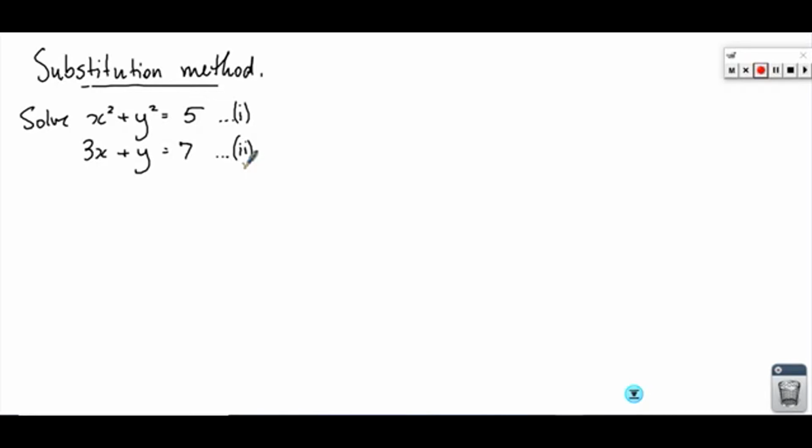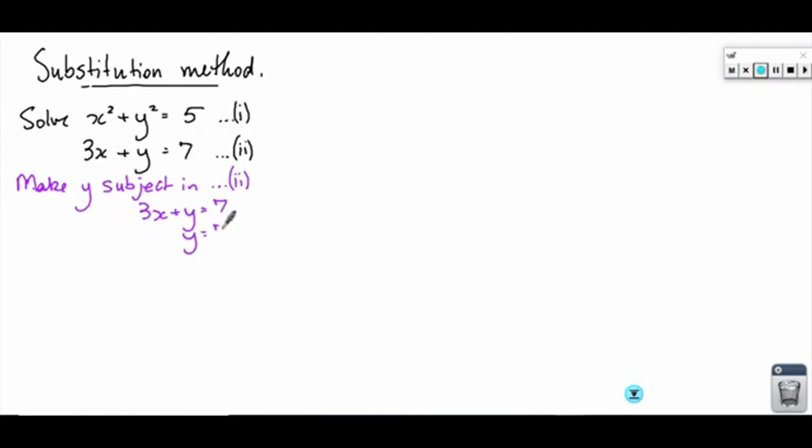In this case, I notice that the linear equation is 3x plus y equals 7, so it's normally the easier one to choose. And I am noticing that y has a coefficient of 1, meaning that it's very easy to make y the subject of the formula. So I'm going to choose y, and I'm going to make y the subject in equation 2.